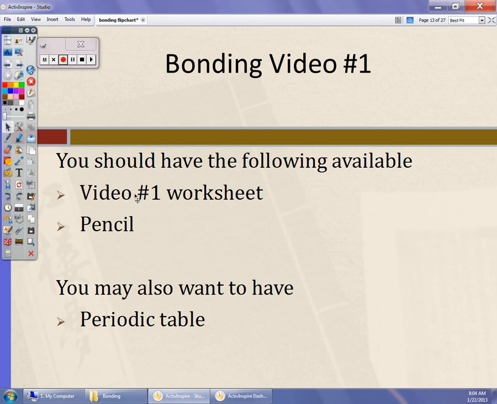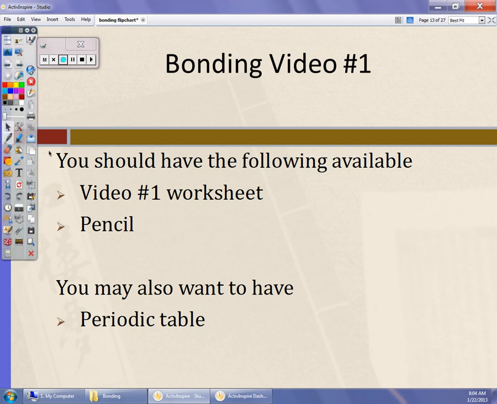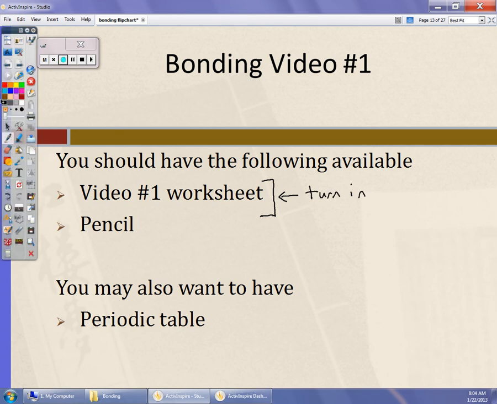In order to do this video, you need to have your video number 1 worksheet and your pencil. This was passed out in class, but if you don't have a copy, it is also on Edline. This is important because you're going to turn it in tomorrow, so don't forget it. Next, you might want to have your periodic table handy, but we will be showing that on the screen as well.